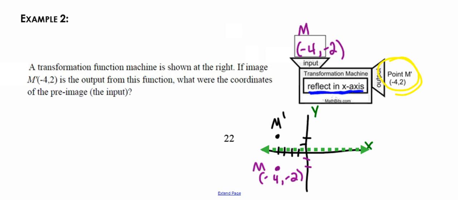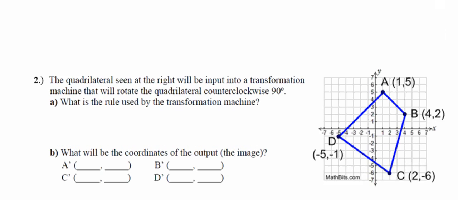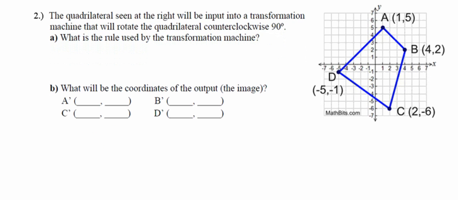All right, like always, I want you to summarize the key ideas and important takeaways from this video, and I do want to outline a little bit about what's going on in these two apply what you've learned questions, because they're phrased just a little bit differently than I phrased them in the video. So in number 2, they give you that quadrilateral, and they're going to input that into some transformation machine. This particular transformation machine is going to rotate the quadrilateral 90 degrees counterclockwise. So in part A, they ask, what is the rule? What they're really looking for here is the specific transformation. So they want to know what kind of transformation.